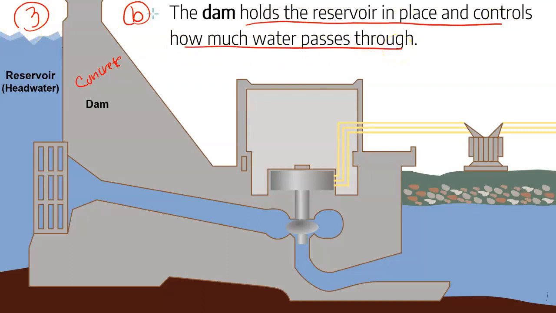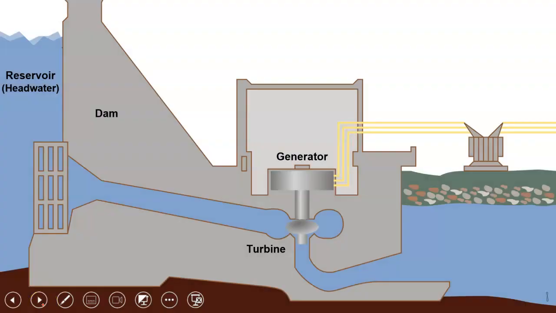So this is blocking the water, and this area right here is where the water comes through. It allows how much water actually passes through. All right.